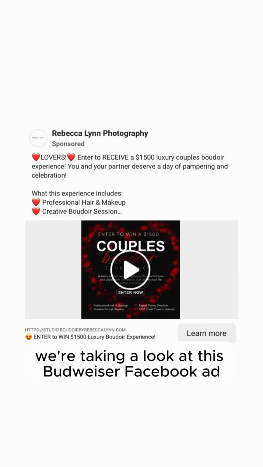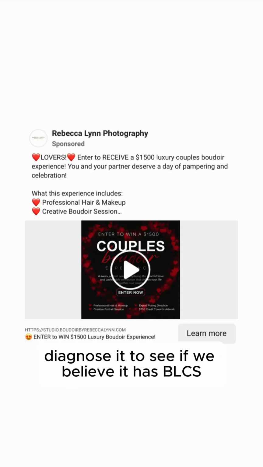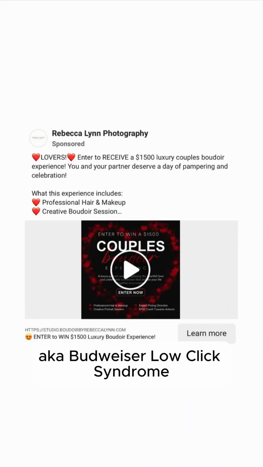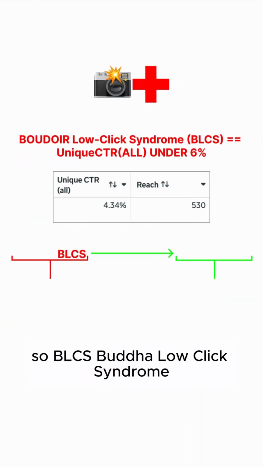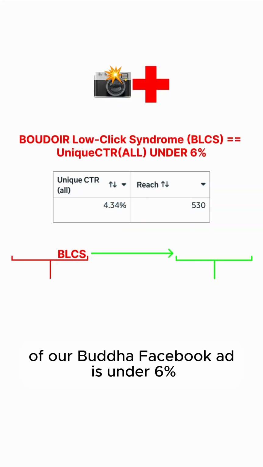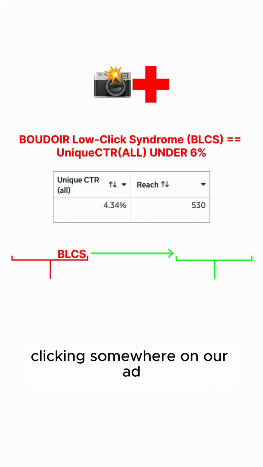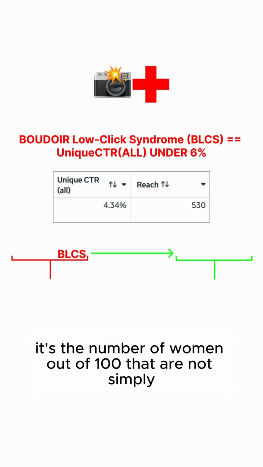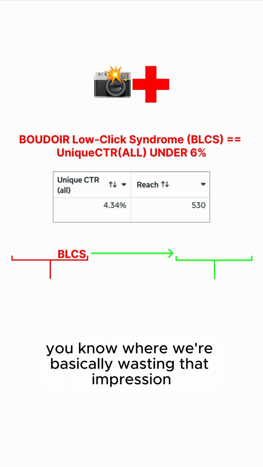All right, y'all, we're taking a look at this Boudoir Facebook ad. We're gonna diagnose it, see if we believe it has BLCS, aka Boudoir low click syndrome. So BLCS is when the unique CTR all of our Boudoir Facebook ad is under 6%. So this means fewer than 6 out of 100 women are clicking somewhere on our ad, aka it's the number of women out of 100 that are not simply scrolling right on by, where we're basically wasting that impression.